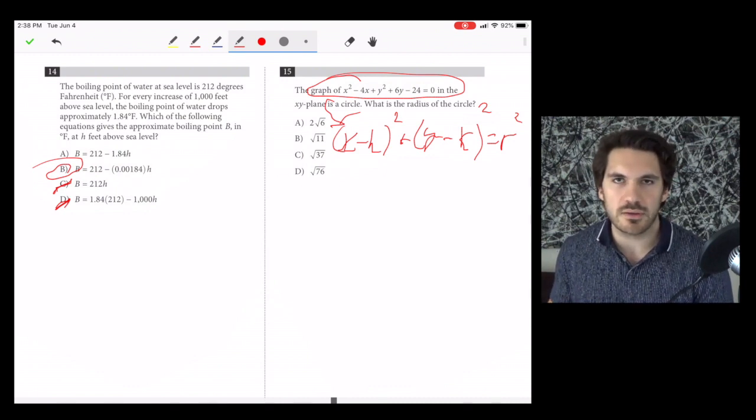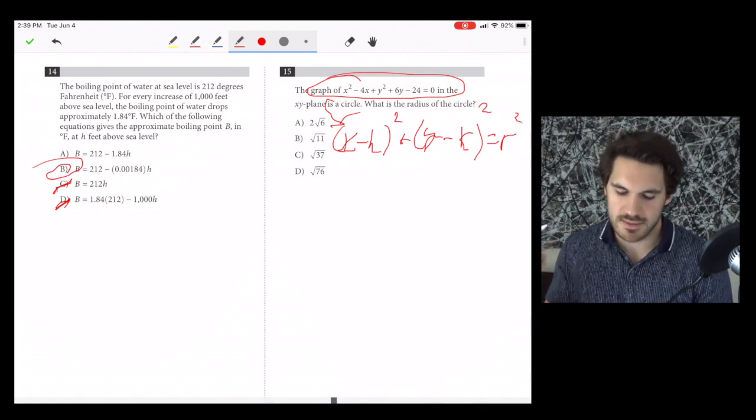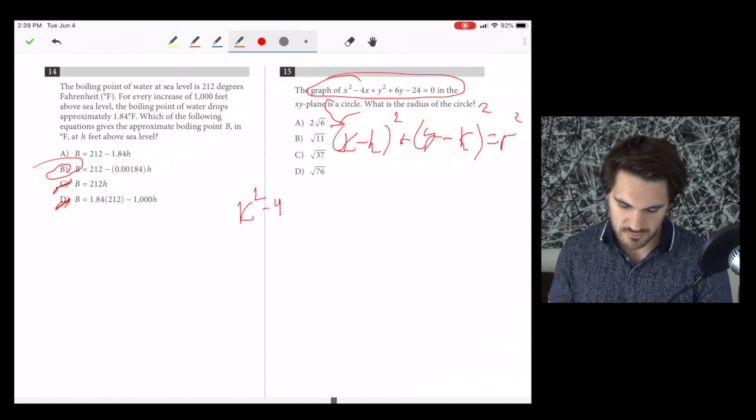I'll do it out here. I'll have another video tutorial for the full step-by-step process in detail. But in essence, here's how we're going to do it. We're going to complete the square on this. So we're going to move the 24 over to the other side. So we're left with x squared minus 4x plus y squared plus 6y equals 24.